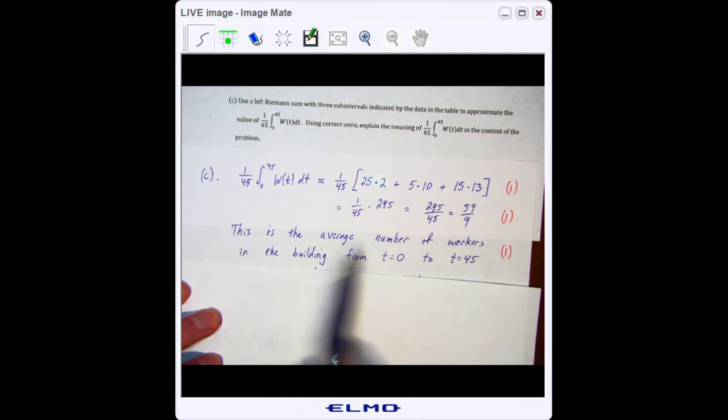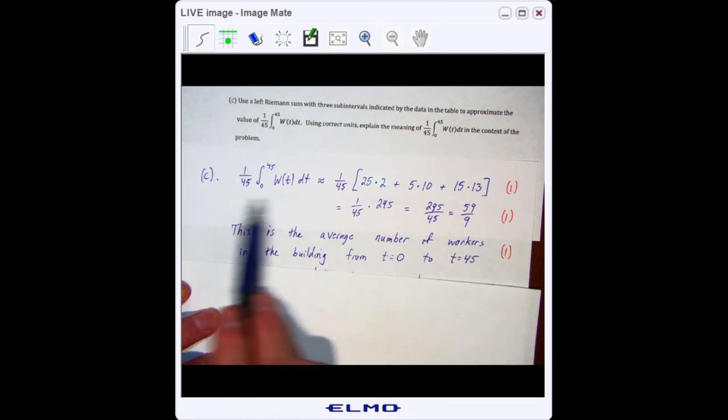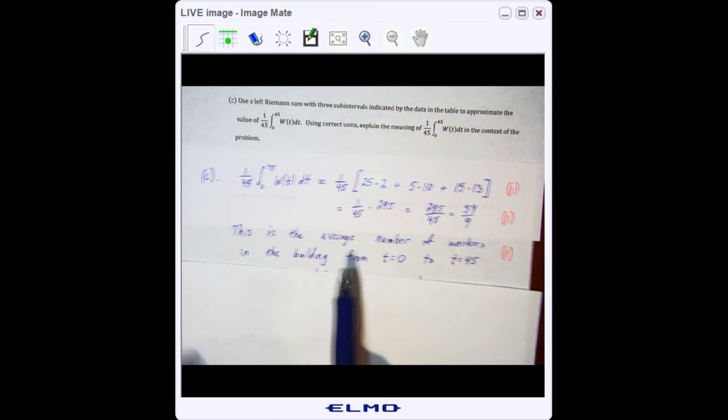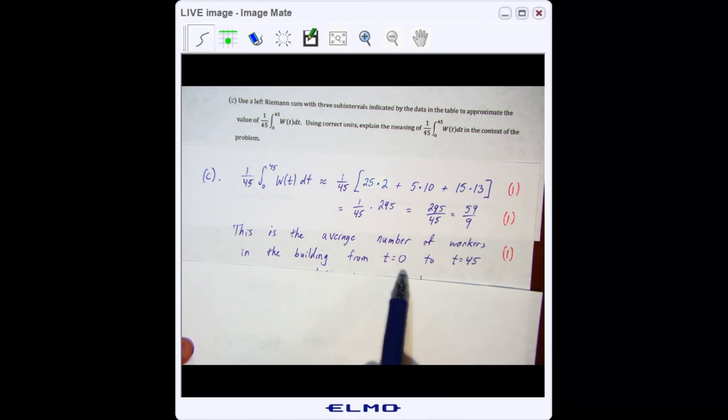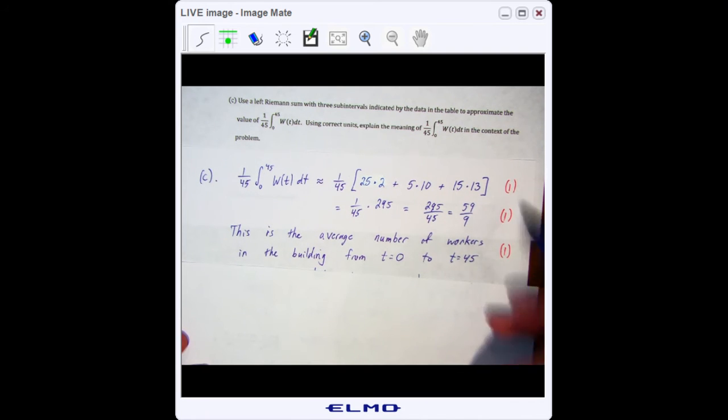And what is that? Hopefully you recognize that it's the average value of a function. So it's the average number of workers in the building from 0 to 45. Make sure you say those right. In your explanation, you must say from 0 to 45. So 3 points there: 1 point for doing a Riemann sum, 1 point for the correct answer, 1 point for the explanation.